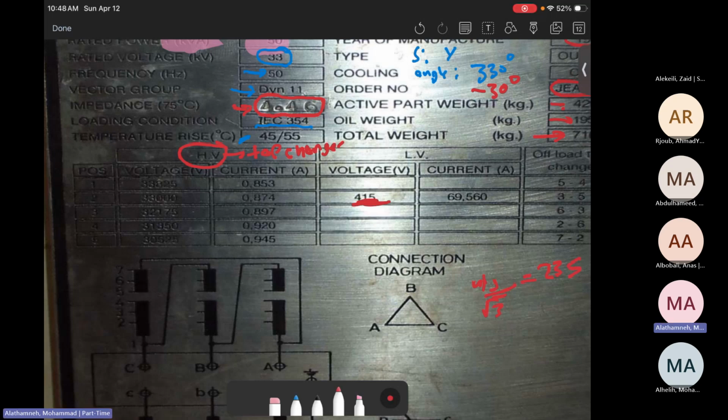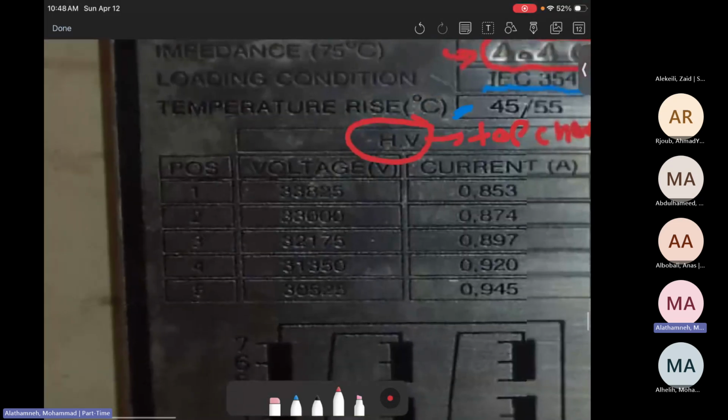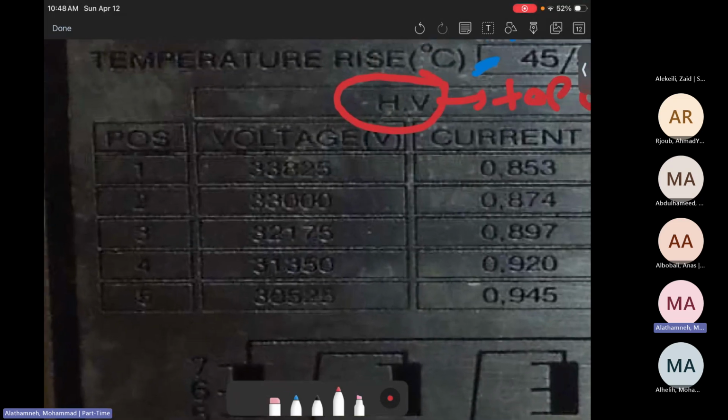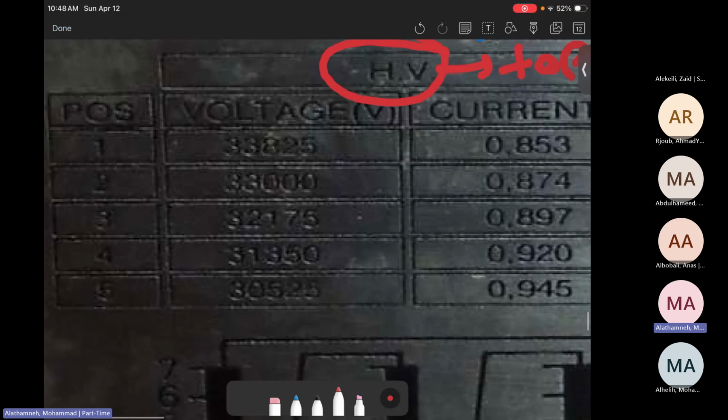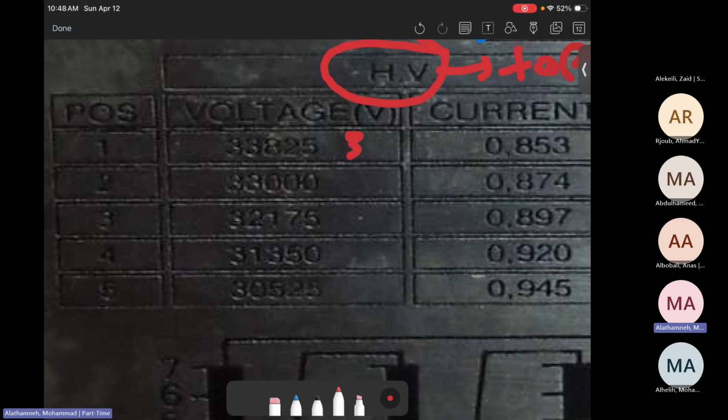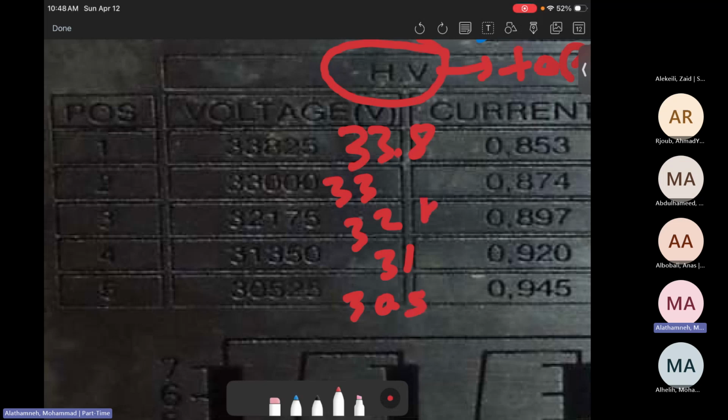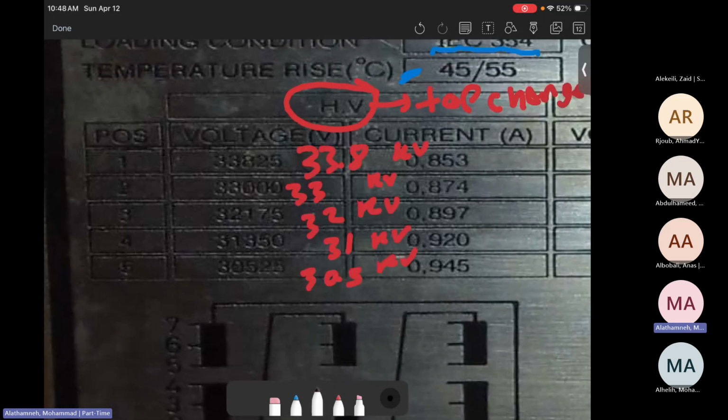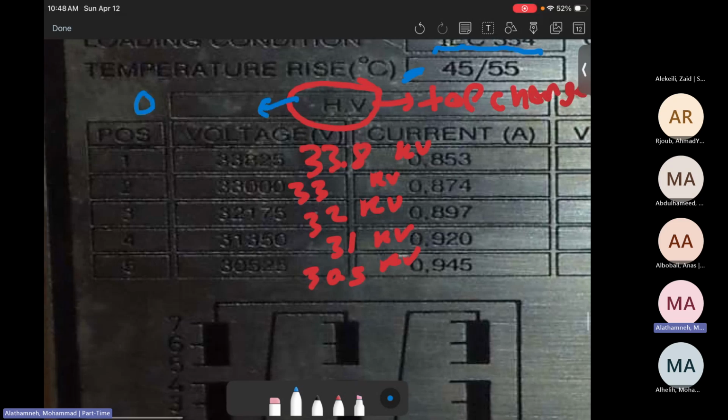When you look at the ratings for these positions, I'm not sure if you have a clear image, but you can see that this one is 33.8 kilovolts, this one is 33 kilovolts, this one 32 kilovolts, 31 kilovolts, 30.5 kilovolts. Okay, those are the tap changers. And by the way, since this is a low voltage or distribution transformer, this is an off-load tap changer.